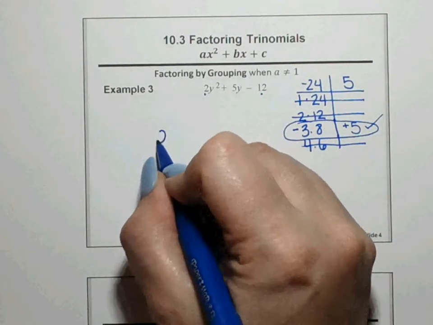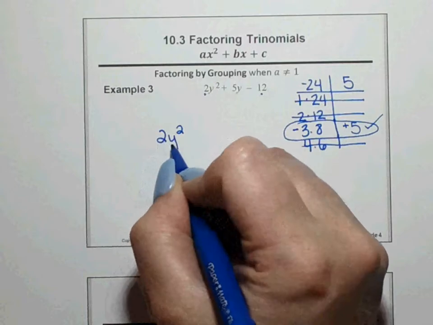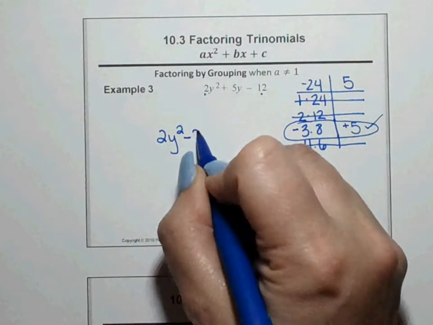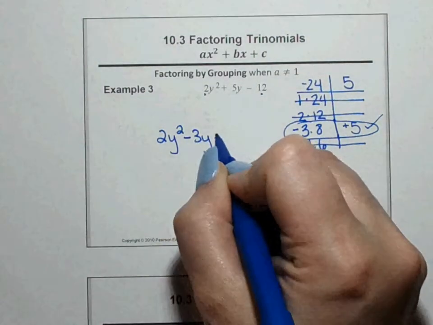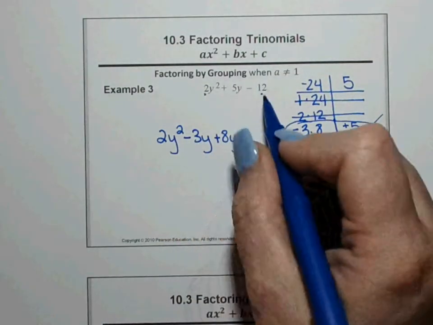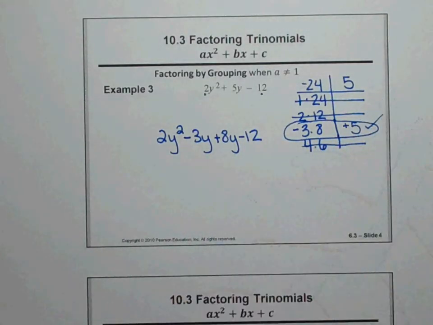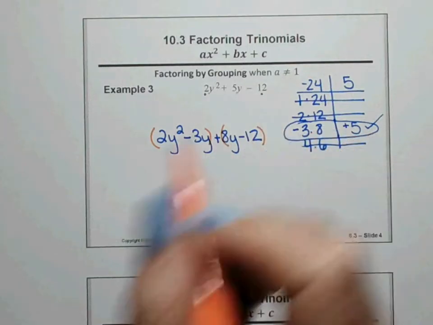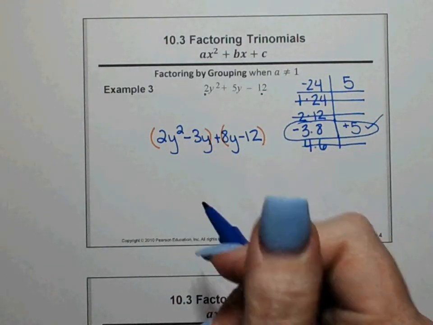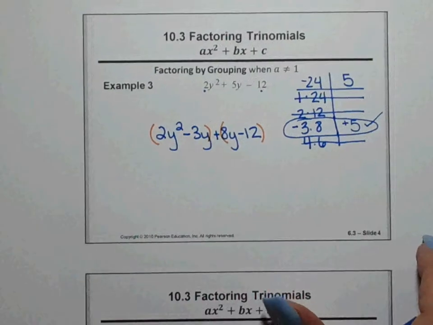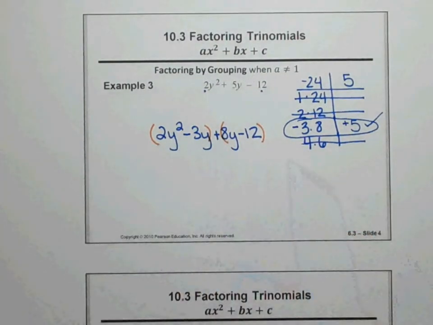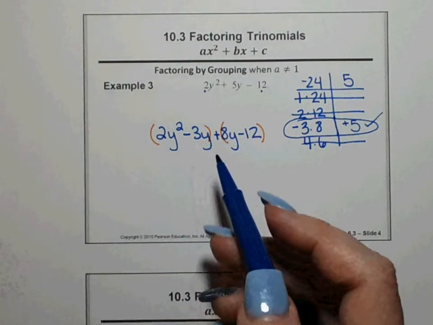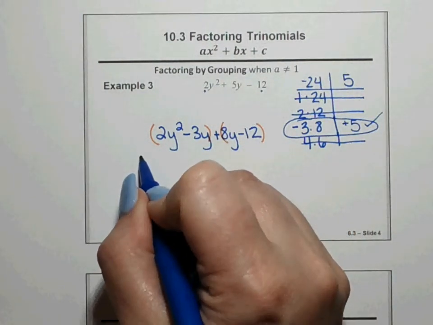Alright, so here's where we start. 2y squared, and then I'm going to have minus 3y plus 8y, and then minus 12. I want to group the first two terms together, group the last two terms together. So I'm going to look at this first term and decide what they share in common. Well, 2 and 3 aren't going to share any factors in common, but they do share a variable in common. So I'm going to factor out a y.